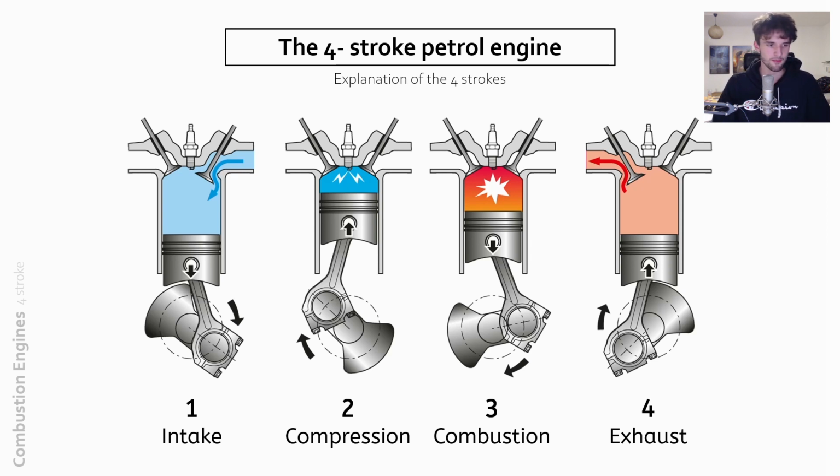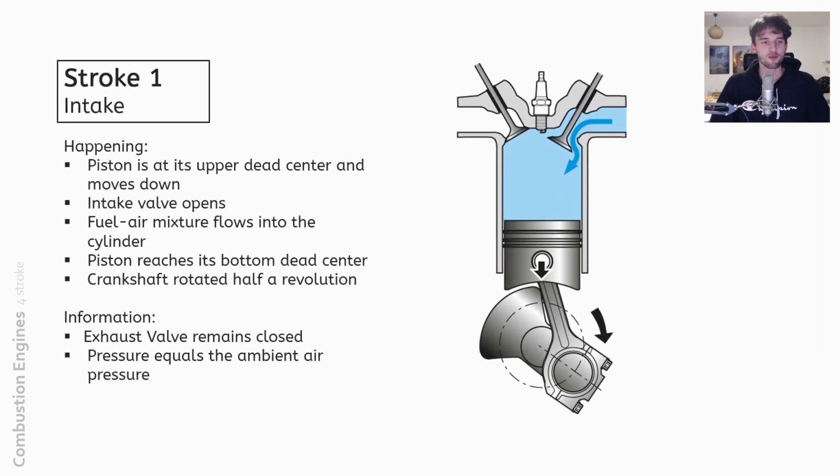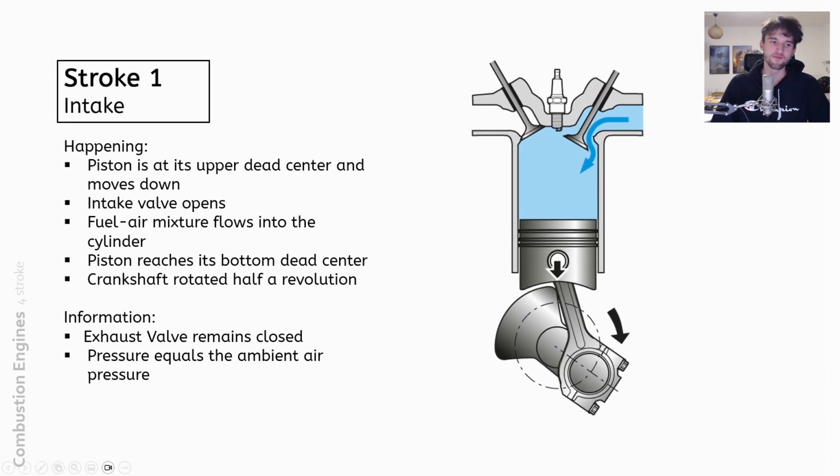So yeah, now we know the general structure of a petrol engine, and next we have the explanation of the 4 strokes. The 4 strokes are named by the action that happens during these strokes. So let's begin with stroke number 1. Stroke number 1 is the intake.